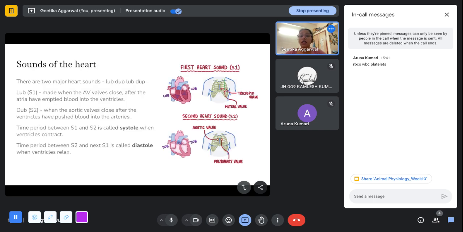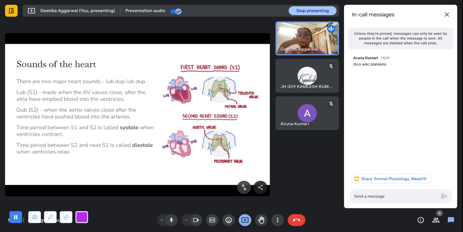Okay, so, coming to the last slide, which talks about the different sounds of the heart. You would already be aware that in our heart we hear this sound lub dub, which is often referred to as dhak dhak in Hindi when you talk about the heart sound. But in medical terms, it is recognized that these are two different major heart sounds, lub dub, lub dub.